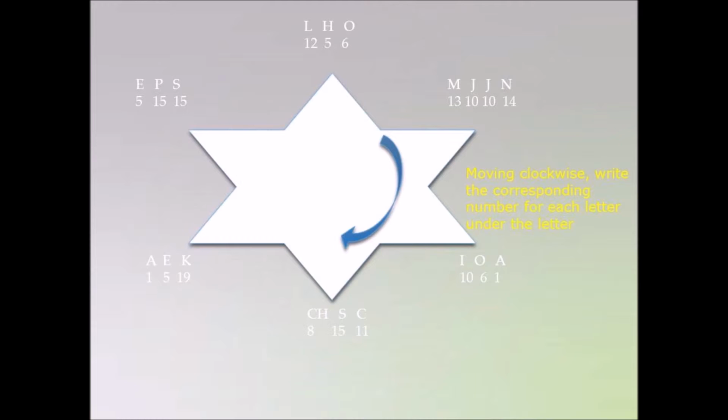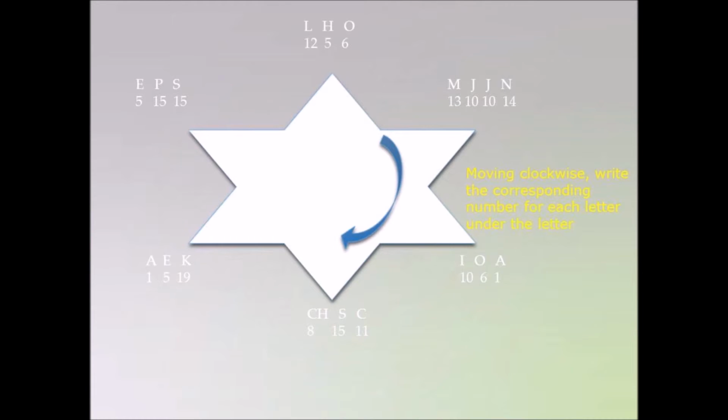And what do you end up with? M, J, J, and N for Michael Joseph Jackson. Look at the top right point of the star. M is 13, J is a value of 10, J is a value of 10 again, and N is a value of 14. So carry on around the star, making sure that every letter has its corresponding number.